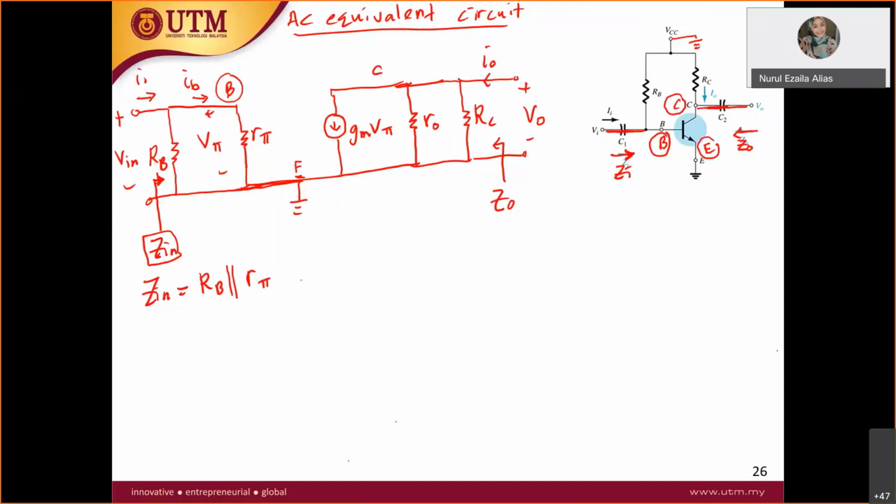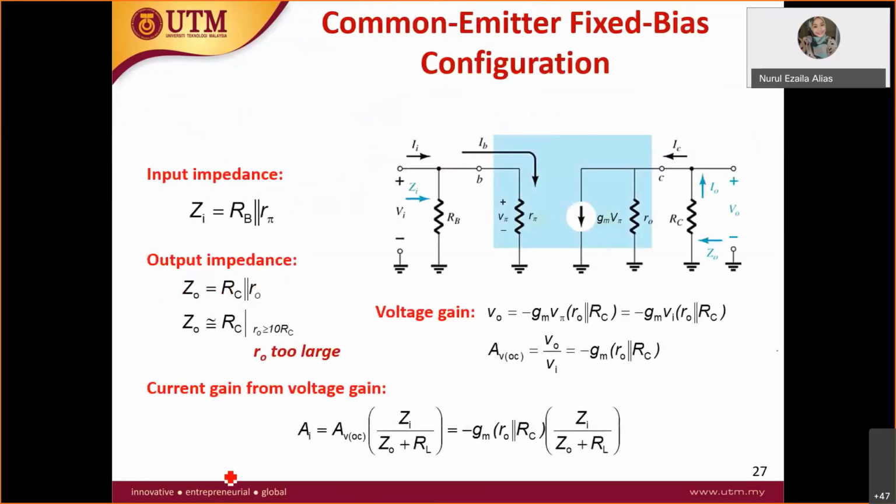Now let's take a look at the Z out. What do you see from this point, Z out? Your eyes are at the arrow here. The Z out is equal to RC parallel with R naught. So we have got the equations for the input and output impedance. Now let's take a look at the voltage gain.